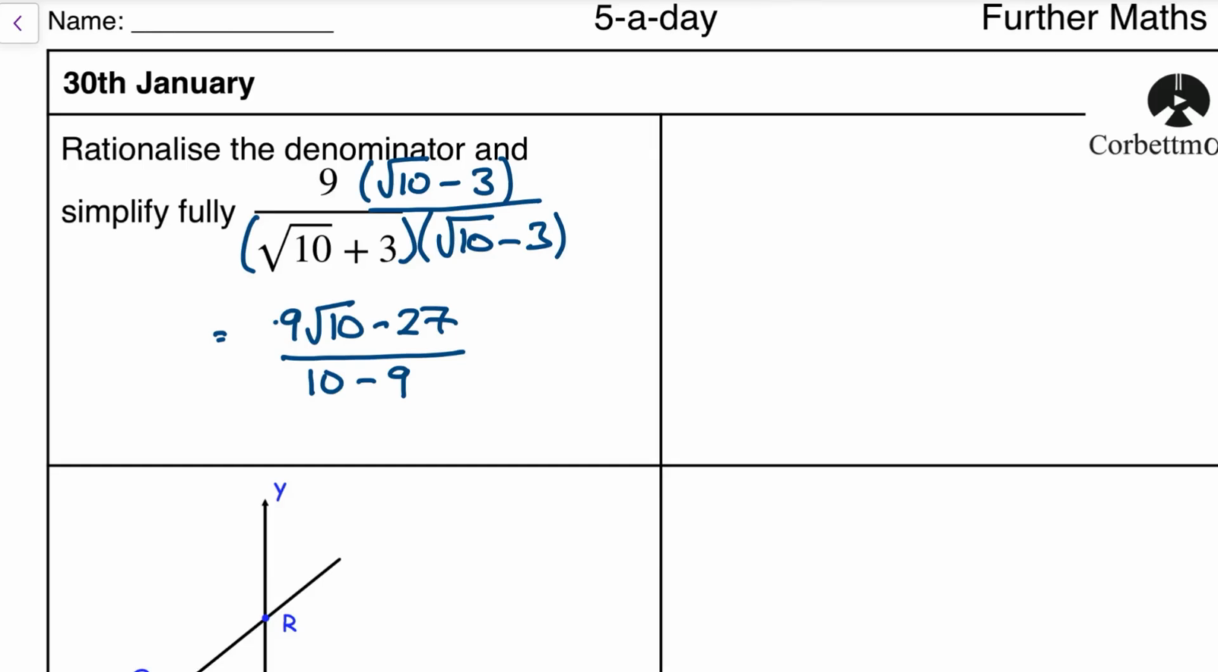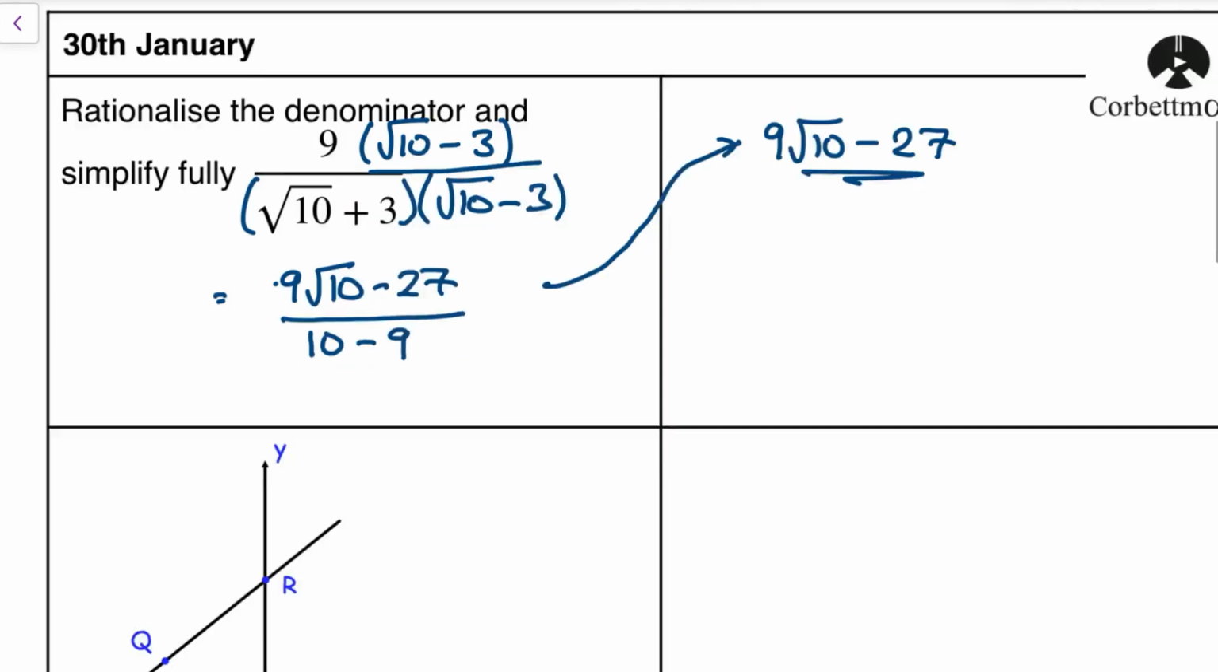So the denominator is going to go away, which just leaves me with, I'm going to write it up here so you can see it nice and clearly, 9 root 10 minus 27. That is the first question done. Next question.